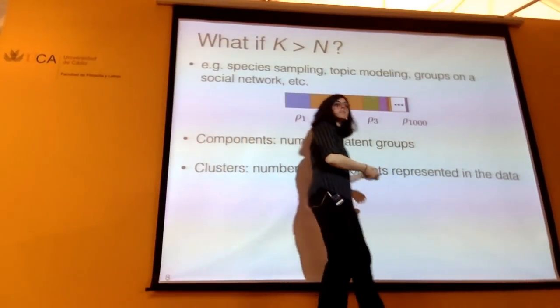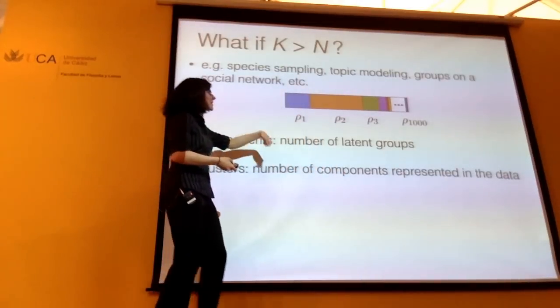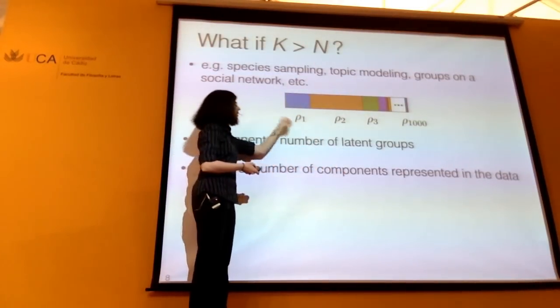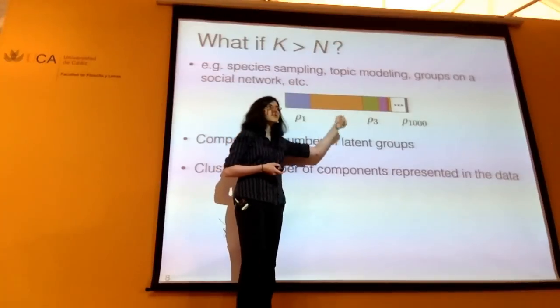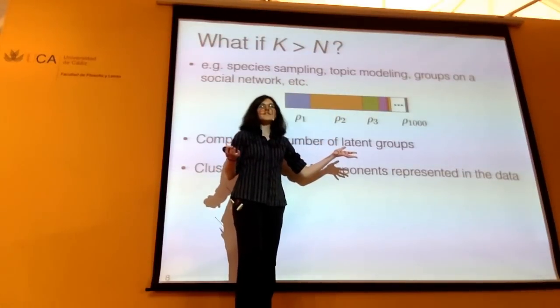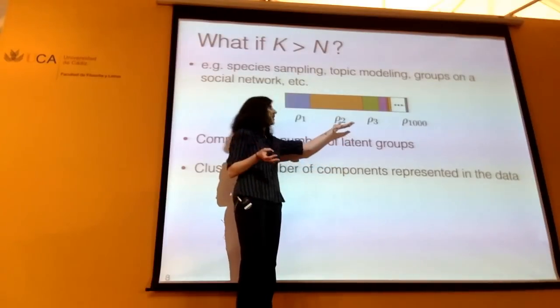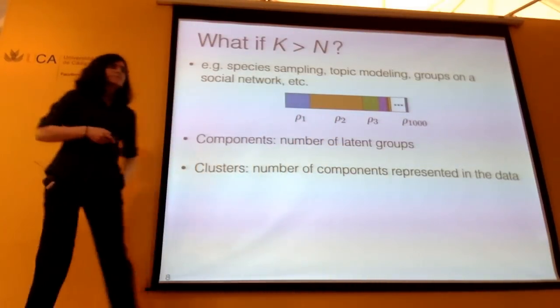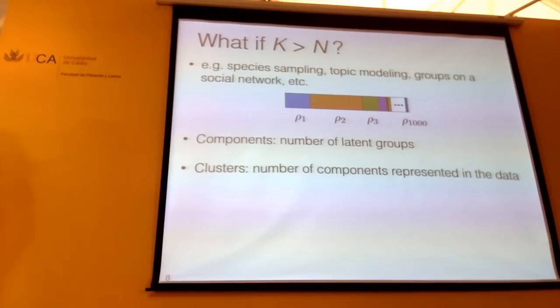So in our generative model, let's say that we're drawing data points. We're saying, I'm going to draw from this distribution, rho 1 to rho 1,000. I'll choose 1 with probability rho 1, 2 with probability rho 2, etc. After 100 data points, there will definitely be less than 100 clusters, even though there's still 1,000 components. Okay, so let's look at a couple of demos.